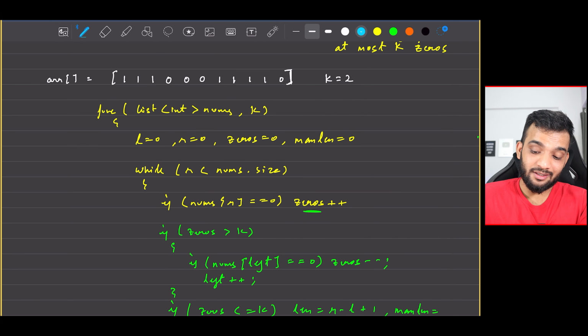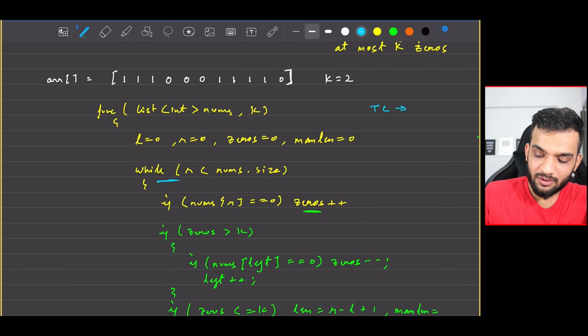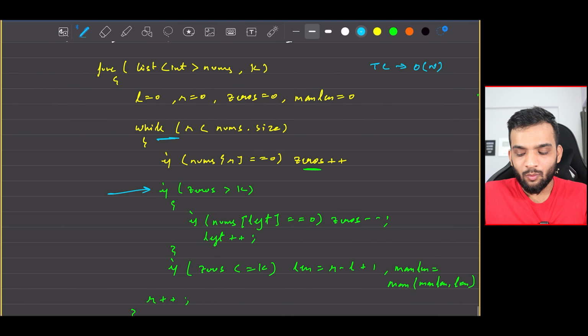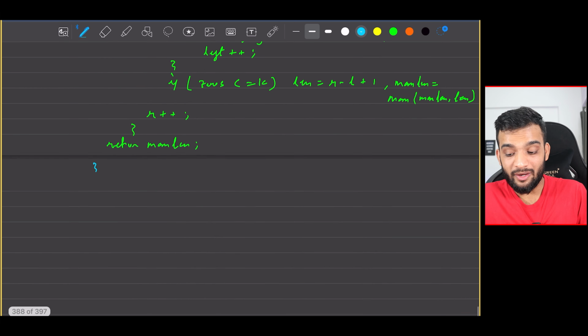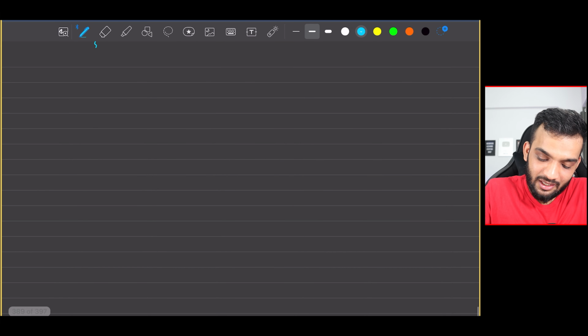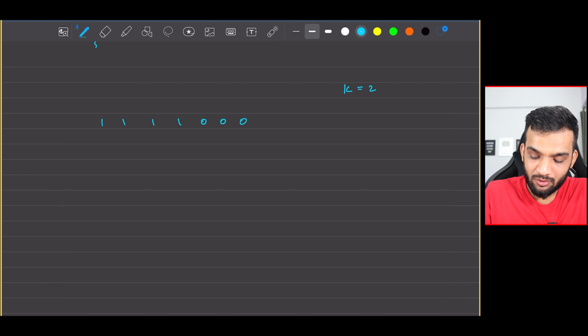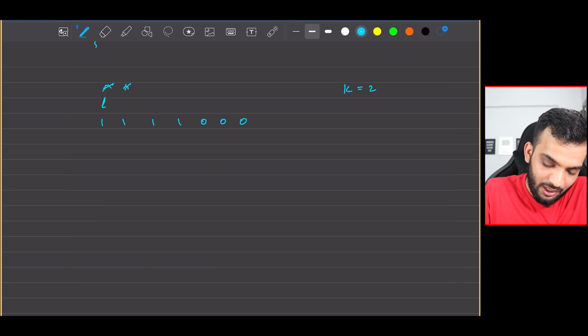So time to discuss the time complexity. What will be that? So there's a while loop. So there's a definite big O of n. Now, is there an inner while loop? No, there is no inner while loop. So this time, if I take an example like this, where assume k is 2. So what happens is, you're keeping L here, you're keeping R here. And R moves, R moves, R moves, R moves.